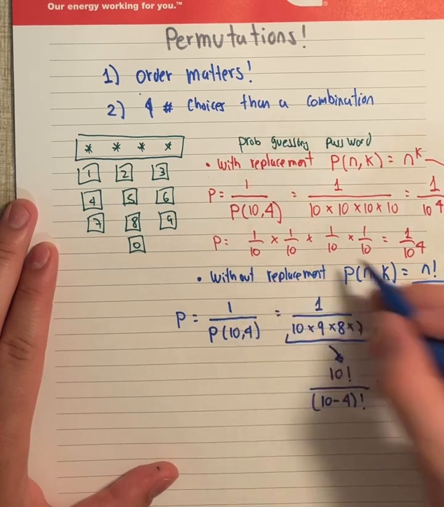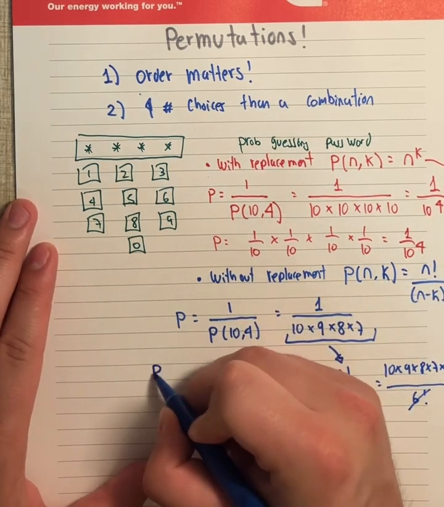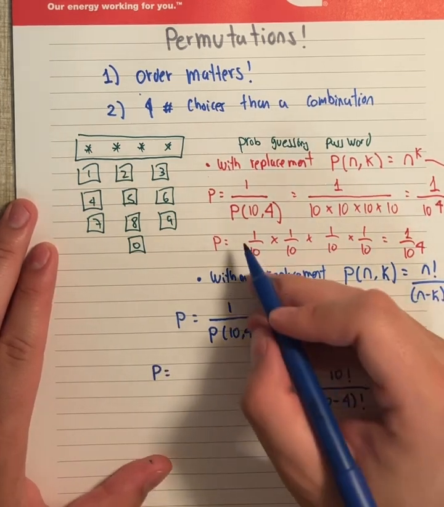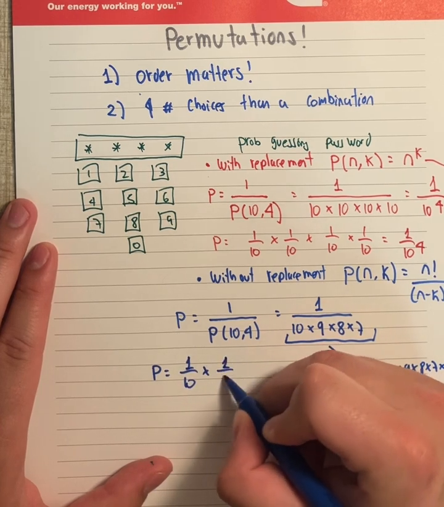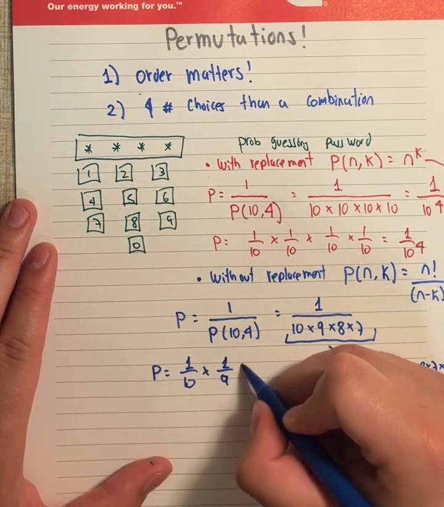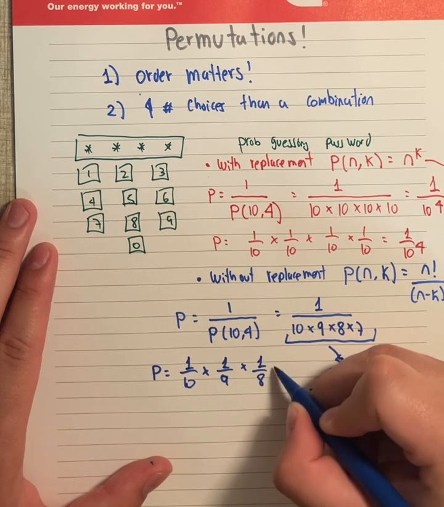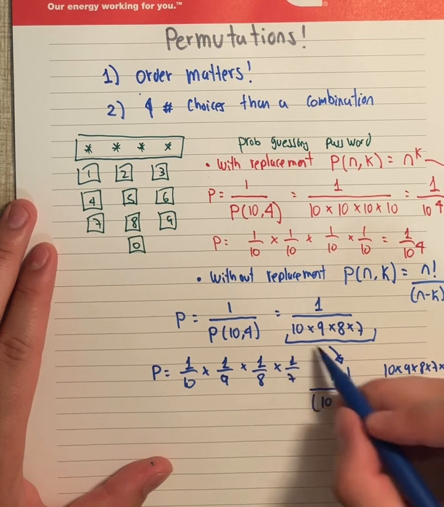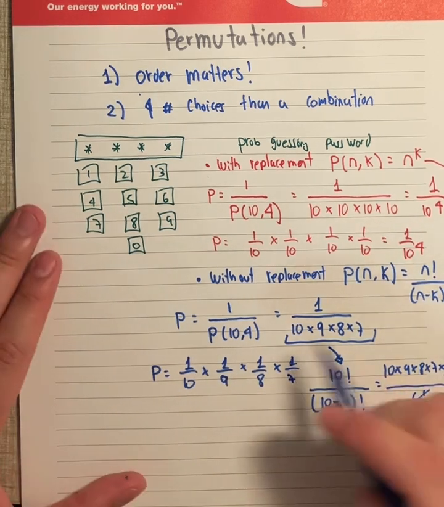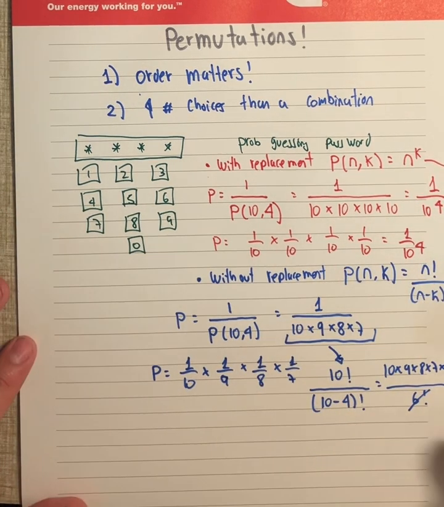And if you want to have this probability in a different way, same concept: the first one is 1 out of 10 times 1 out of 9, because there are just nine options, 1 over 8 and 1 over 7, right? So that will give you the exact same probability. It's just a different way of thinking about it.